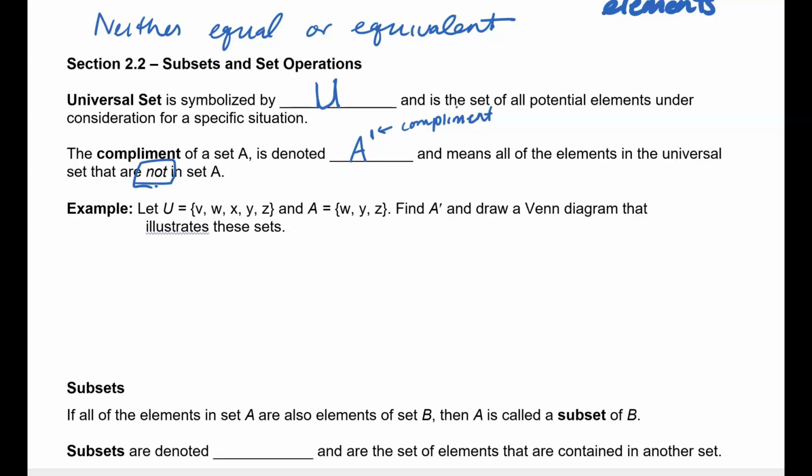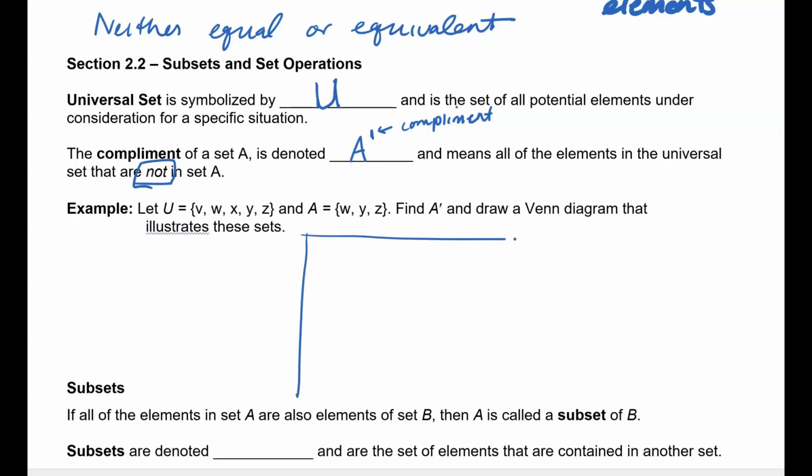Let U be the set of elements V, W, X, Y, Z, and then we've got A here. Find A complement and draw a Venn diagram that illustrates these sets. Okay, so this is the first time that we talked about a Venn diagram. So what is a Venn diagram?